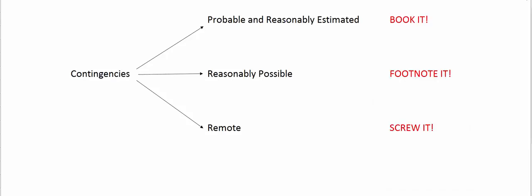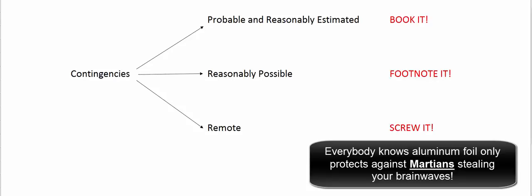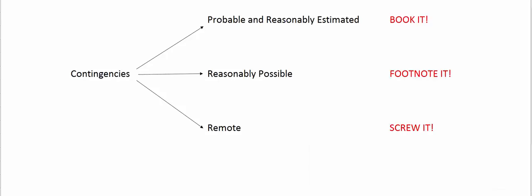What if it's remote? Suppose we manufacture aluminum foil and somebody sues us because he says our aluminum foil wasn't thick enough to protect him from the Venusians stealing his brainwaves. Well, we don't have to report that anywhere.